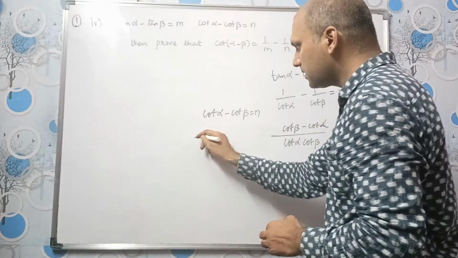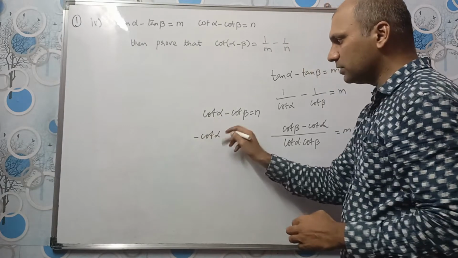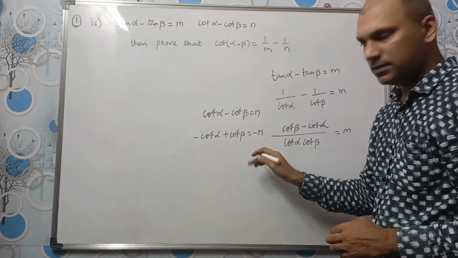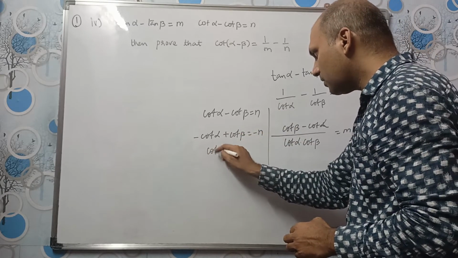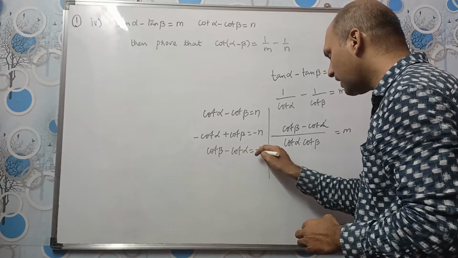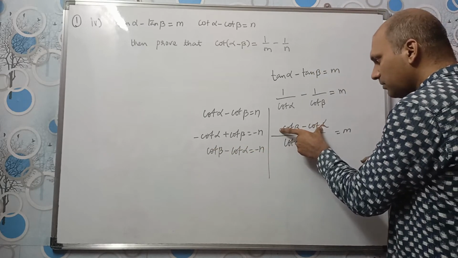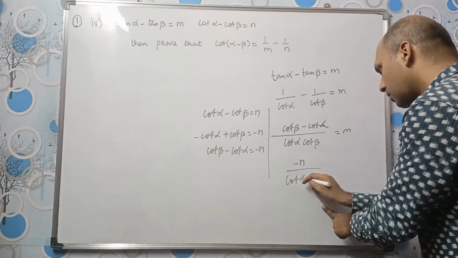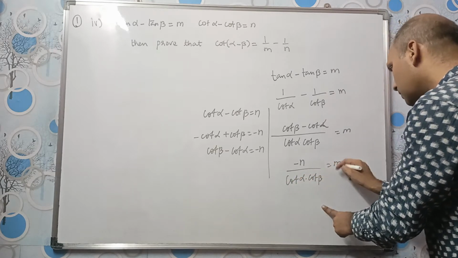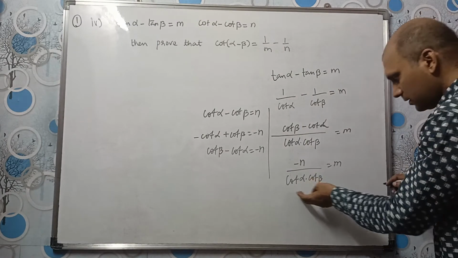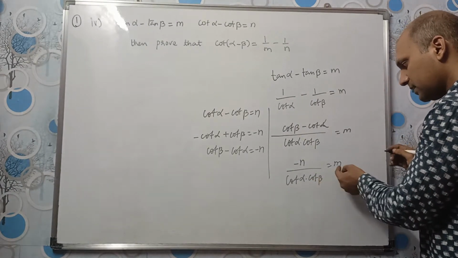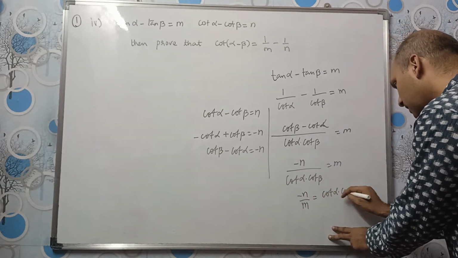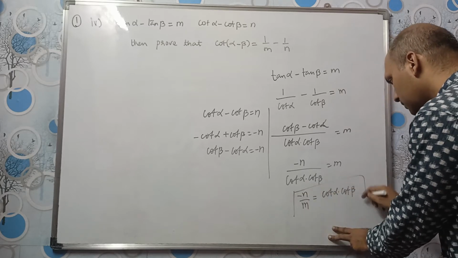So if you change the signs, multiply by minus 1 on both the sides, this will become minus, this will become plus. Cot B is equal to minus n, right? Or can we write this as cot B minus cot alpha is equal to minus n? Yes. So in place of cot B minus cot alpha, can we write minus n? Yes. So this is minus n divided by cot alpha multiplied by cot beta is equal to n. You send the two cots to the other side and m this side, it will be minus n by m is equal to cot alpha multiplied by cot beta. We will use this afterwards.